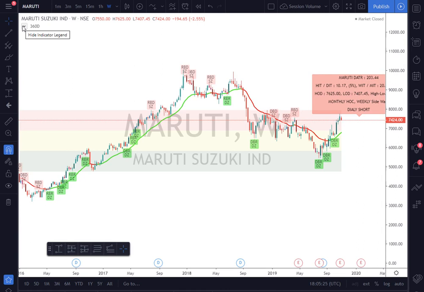So here is an indicator called 360D, which is the ideal solution for finding demand zones and supply zones, and also DATR and simple moving and exponential moving average.